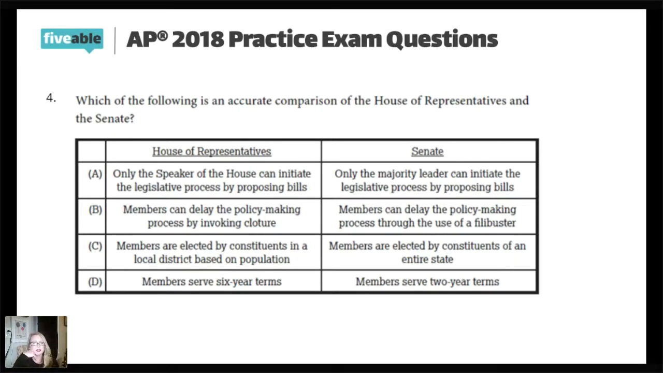You both got C, that members are elected by constituents in a local district based on population with the House, and with the Senate, they are elected by constituents of an entire state. So good deal. All right. On D, they have it backwards, right? It should be 2 years over in the House and 6 years in the Senate.